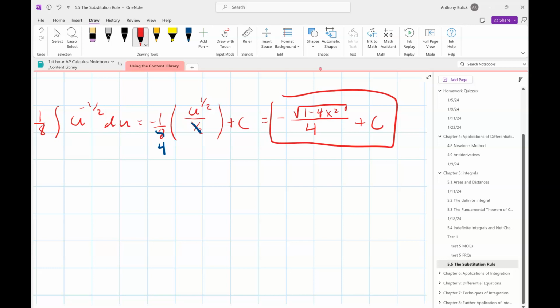Yeah. It's like the square root of 1 minus 4x squared, because it's the u to the 1/2 power.